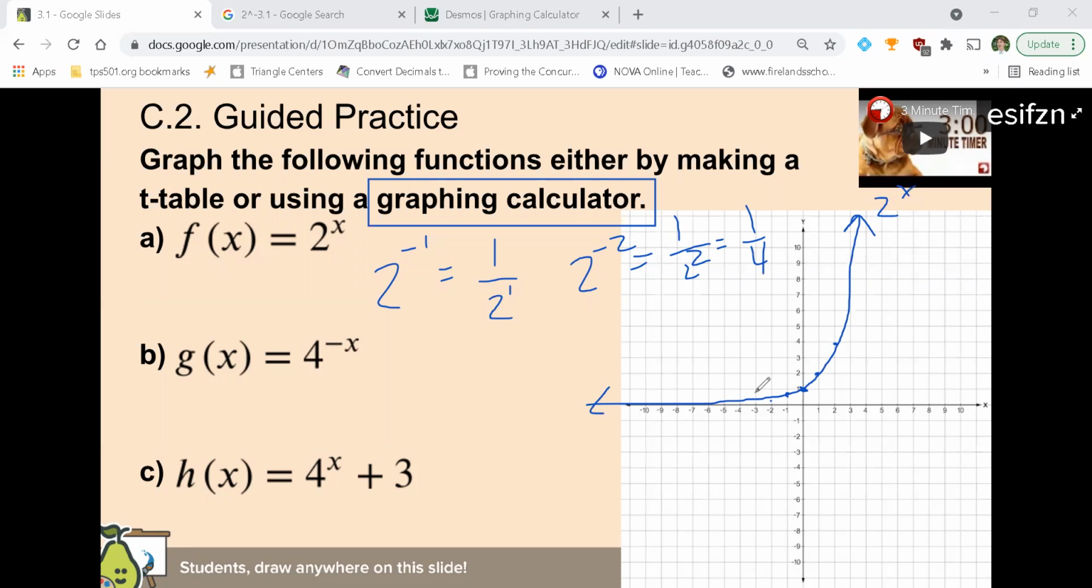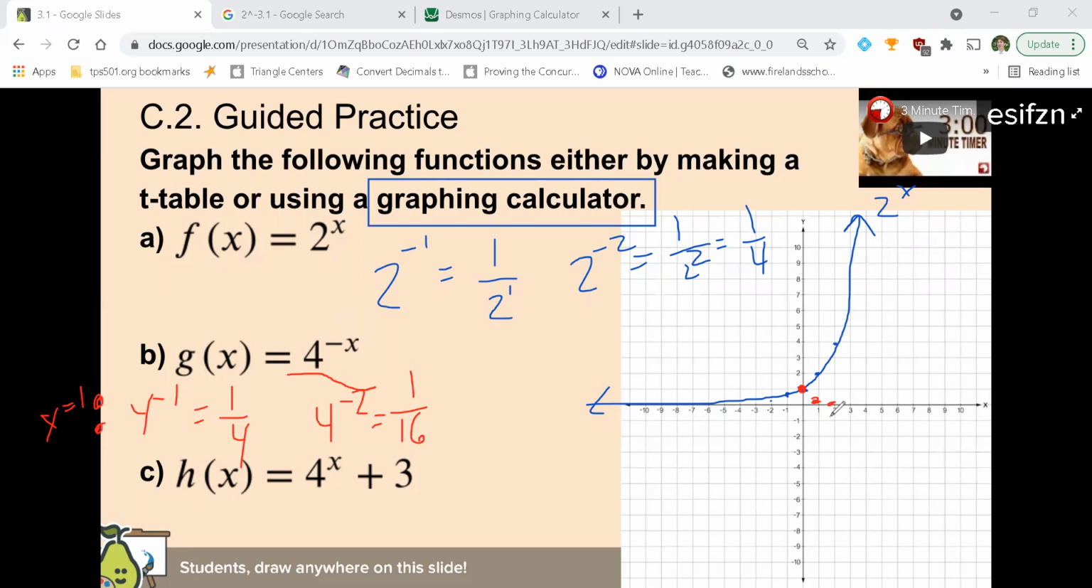That's 2 to the x. So 4 to the -x. Well, again, 4 to the 0 is easy. Anything to the 0 power is 1. When x is 1, you would have 4 to the -1, which again is 1 over 4. So it'll be like right there. When x is +2, you have 4 to the -2, or 1 over 16, which would be right there.